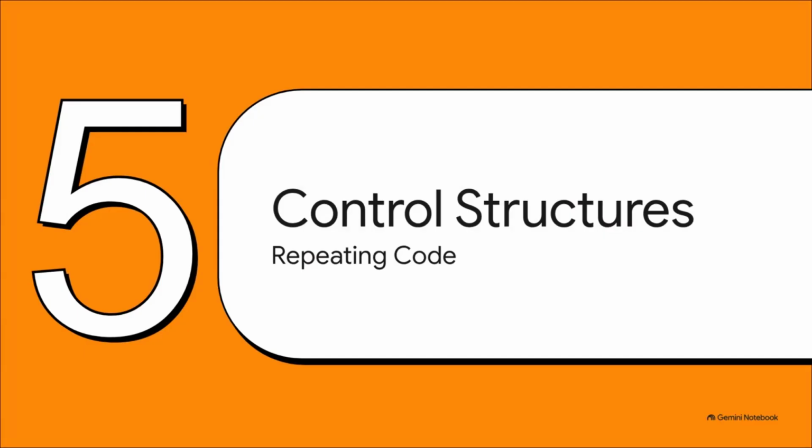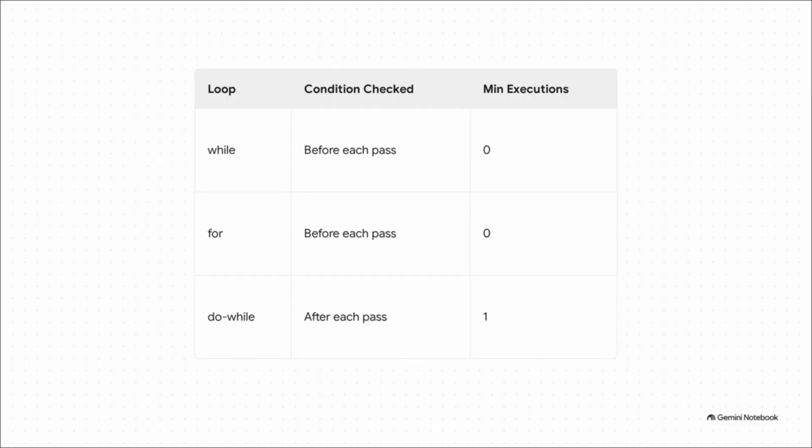Section 5. Control Structures. How to repeat your code. Okay, so we successfully graded one student, but come on, a real teacher grades dozens at a time. We need to repeat our code. Choosing the right loop to do this depends entirely on what you know in advance.